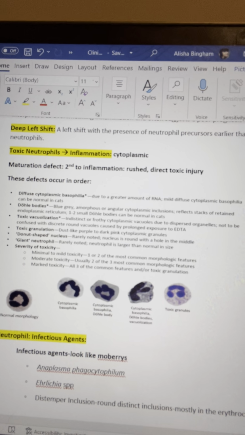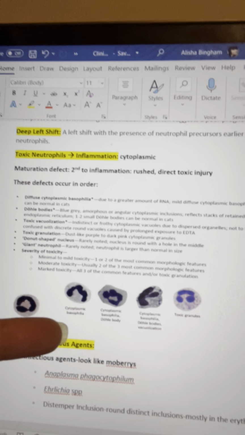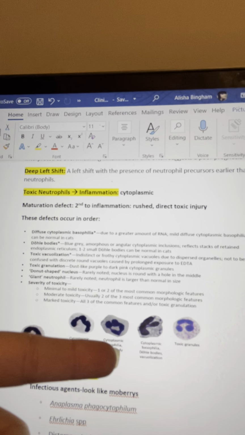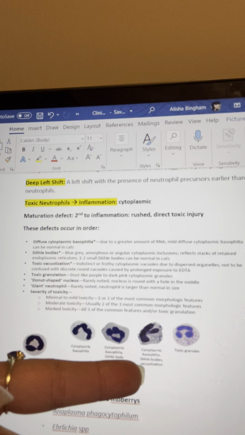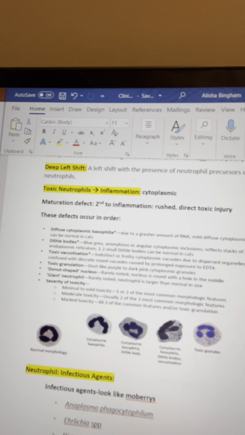morphology. And then we have cytoplasmic basophilia. That's what that looks like, what I've been talking about. And then we have the Döhle body here. We have the cytoplasmic basophilia. This is Döhle bodies in the vacuolization state. And then we have a toxic granule there.